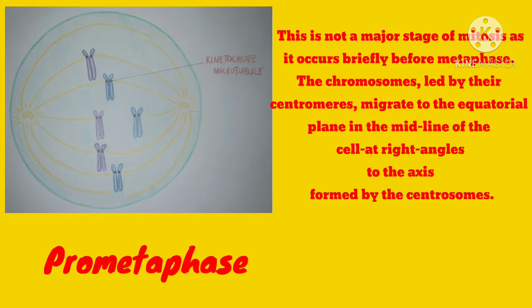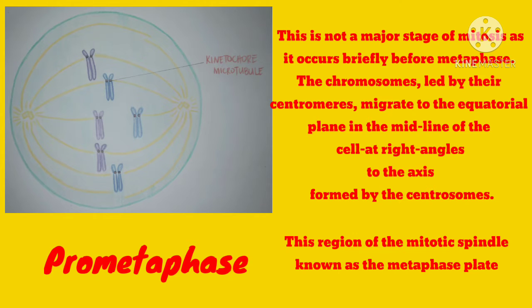Prometaphase. This is not a major stage of mitosis as it occurs briefly before metaphase. The chromosomes, led by their centromeres, migrate to the equatorial plane in the midline of the cell, at right angles to the axis formed by the centrosomes. This region of the mitotic spindle is known as the metaphase plate.